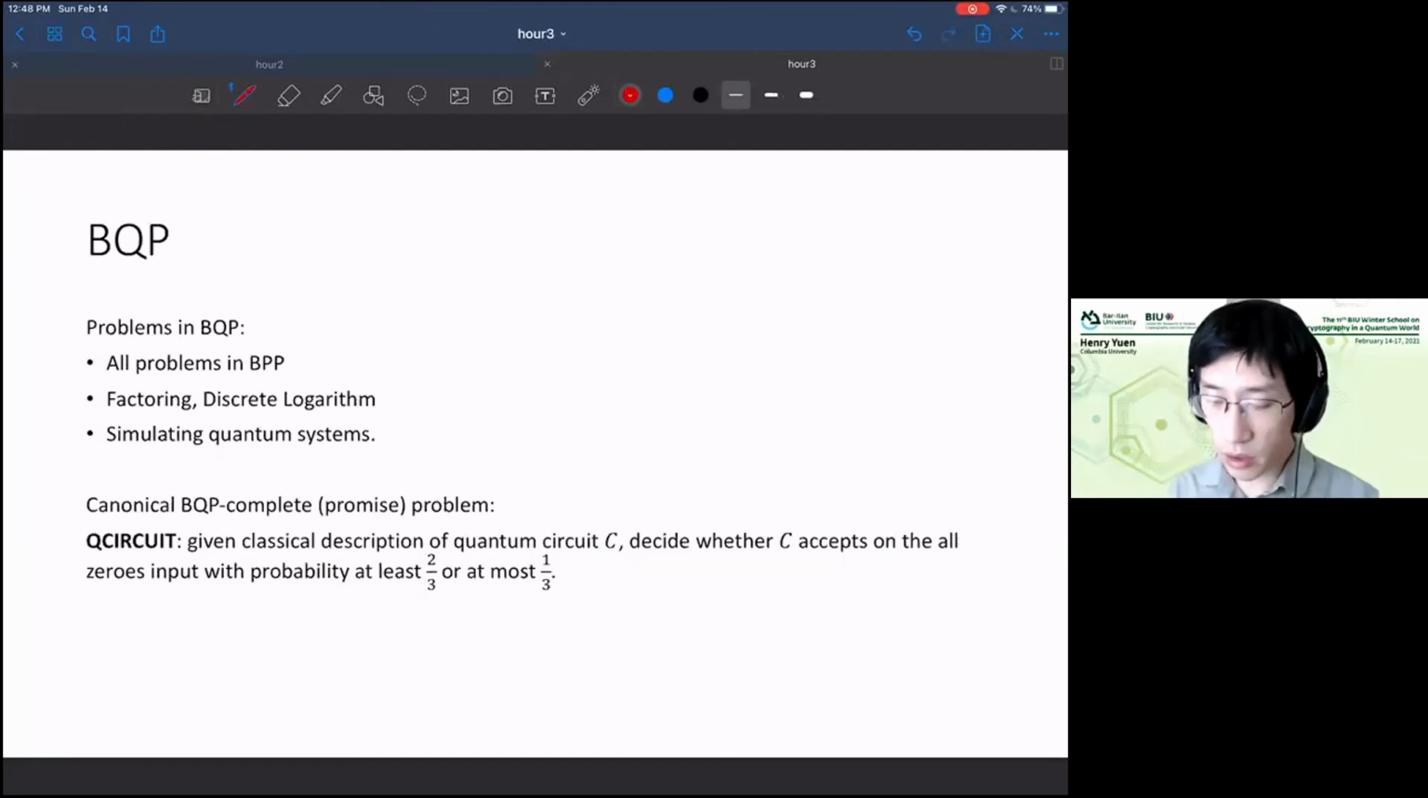Here's a canonical BQP-complete promise problem. It's kind of like the one you would expect. You can call it Q-Circuit. If someone gives you a classical description of a quantum circuit C, and you run C on the all-zero input, tell me whether it accepts with probability at least 2/3 or at most 1/3. So this is, unsurprisingly, a BQP-complete problem.